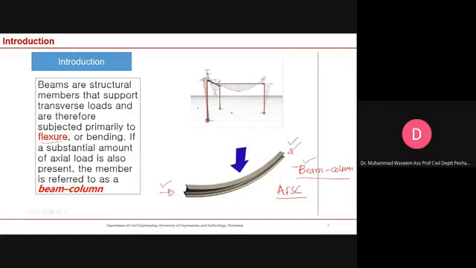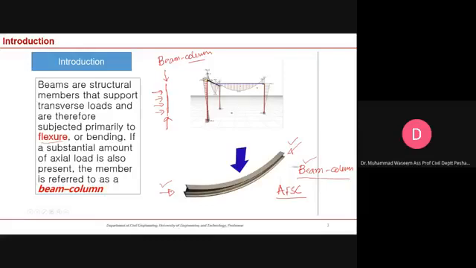So if we want to look at the beam column, we have another example. A compression member, when it is subjected to axial loading, but at the same time is subjected to lateral loading such as wind load or earthquake load, is not a column, so we call it a beam column. I hope this is clear to you. This is just to differentiate between beam and column.